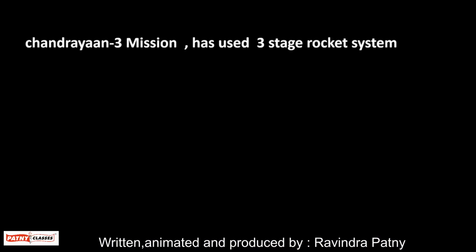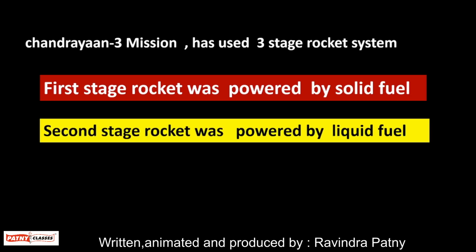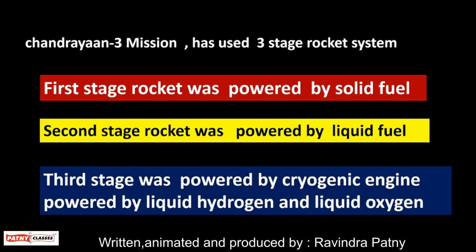The Chandrayaan-3 mission used a three-stage rocket system. The first stage rocket was powered by solid fuel. The second stage rocket was powered by liquid fuel. The third stage was powered by a cryogenic engine, which is powered by liquid hydrogen and liquid oxygen.